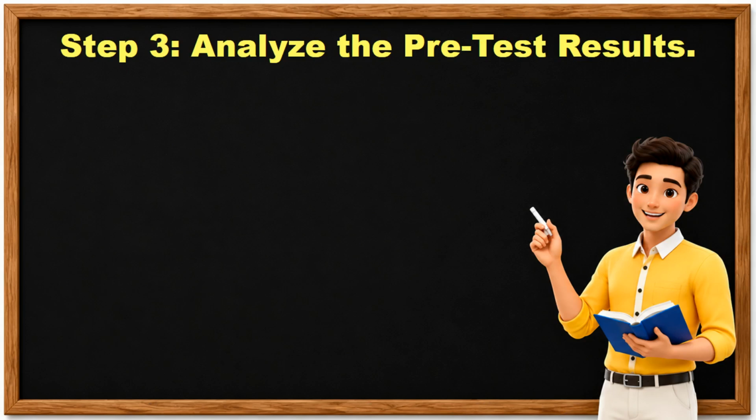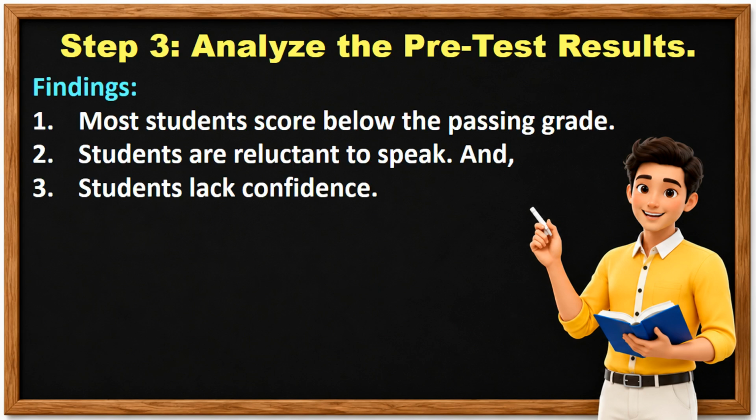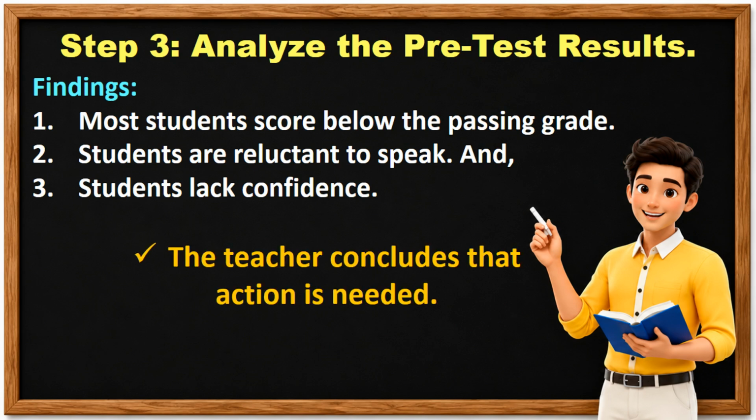Step 3. Analyze the pre-test results. The teacher analyzes the scores. Findings. 1. Most students score below the passing grade. 2. Students are reluctant to speak. And 3. Students lack confidence. The teacher concludes that action is needed.